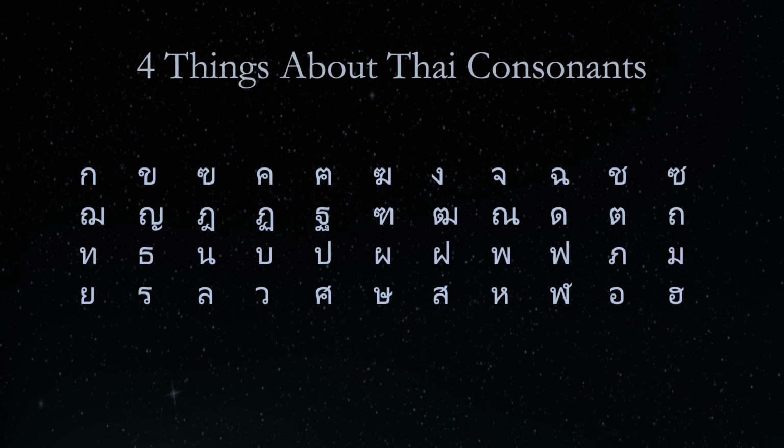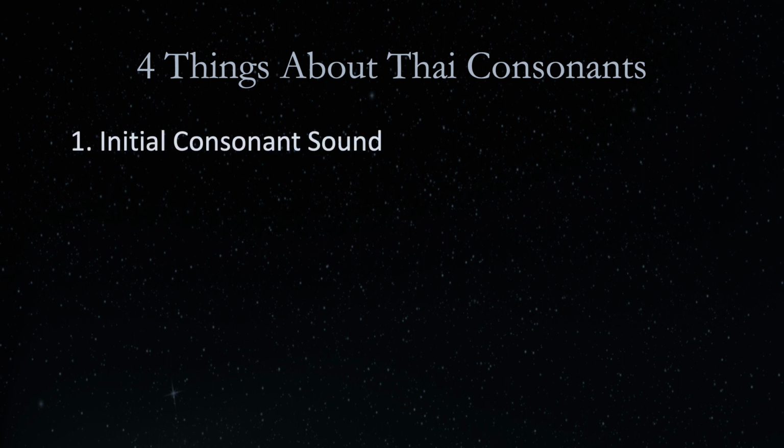To be able to read Thai correctly, there are 4 things you need to know about each of the 44 consonants. Firstly, the sound of the consonant when it is an initial consonant. That is, the sound the consonant makes when it is at the beginning of a syllable. You can think of this as the default sound because this is the sound with which the consonant is identified.